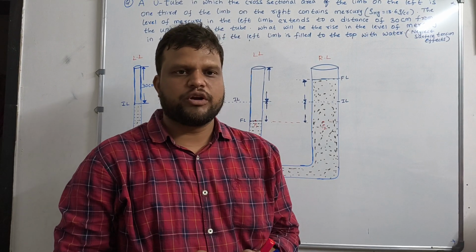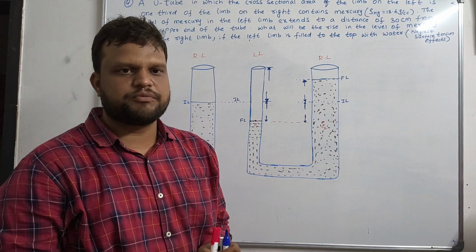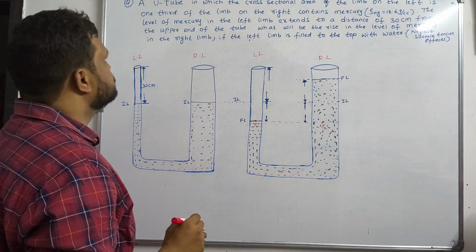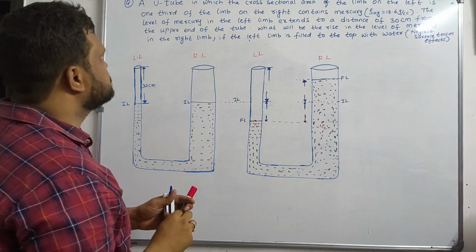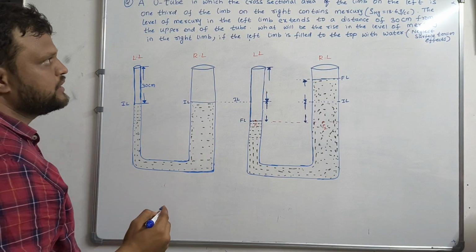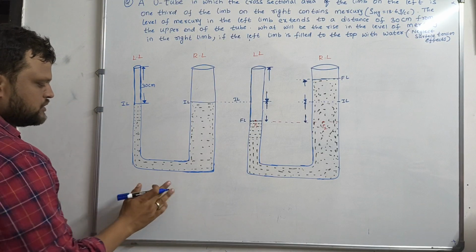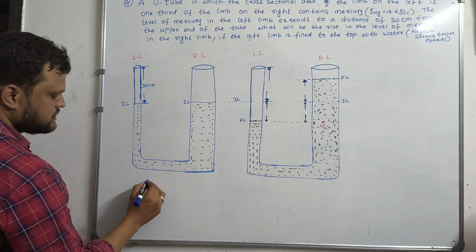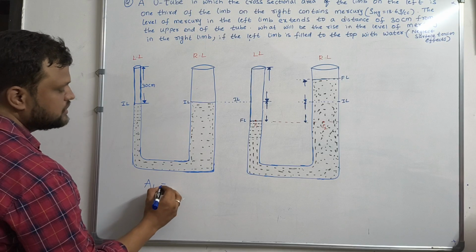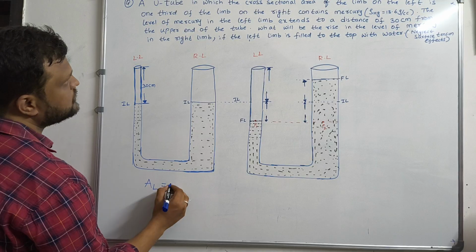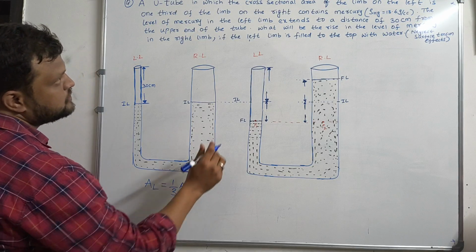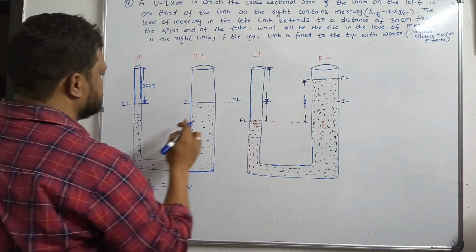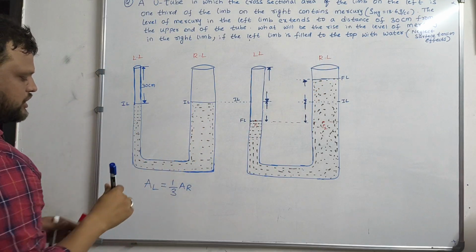Hello everyone. Today I am going to take a question on fluid mechanics, that is from fluid statics. So here the question says a U-tube in which the cross-section area of the limb on the left is one third of the limb on the right contains mercury. So the condition given over here is the area of the left limb is one third of the area of the right limb. So it contains mercury.